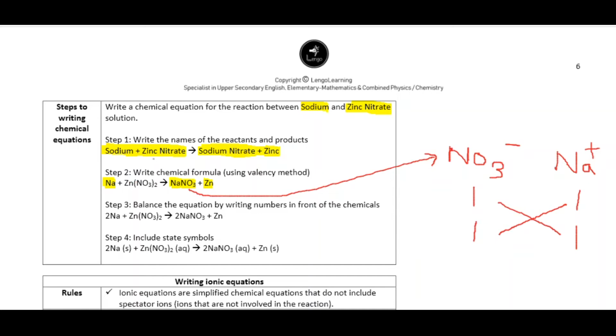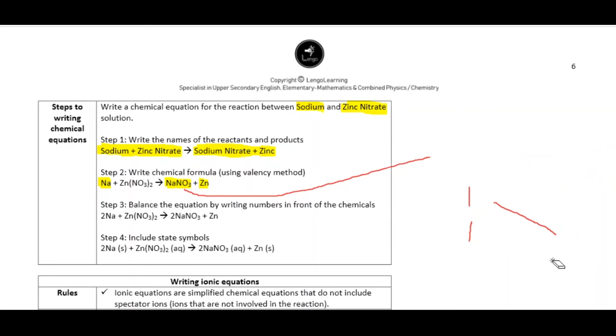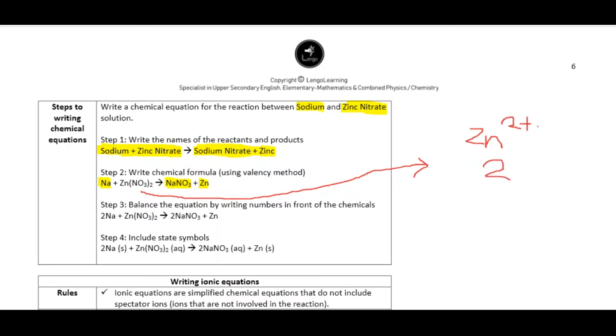Okay. So what about zinc nitrate? What we have for zinc nitrate will be, we know that zinc is a transition metal, as you can recall, so you can't actually tell its valency from the group number, because it has variable oxidation states. But just know that zinc commonly exists as zinc 2 plus, so its valency is 2.